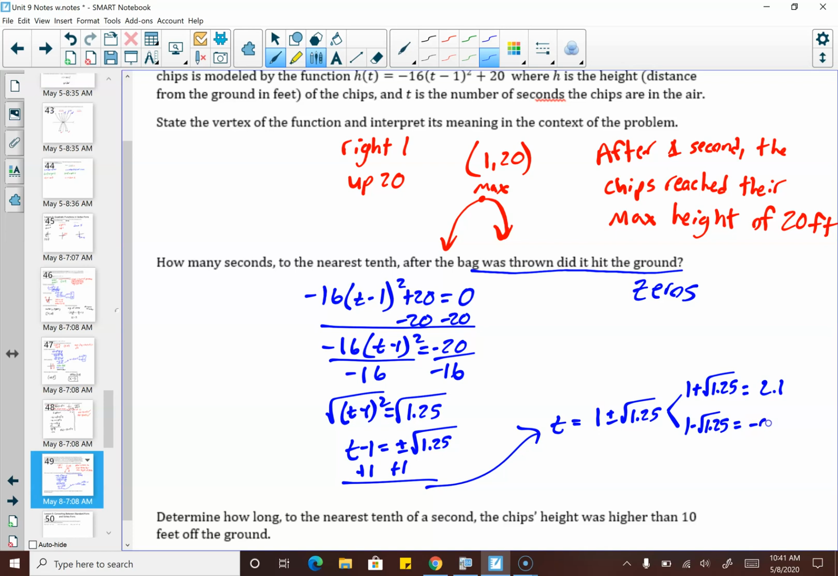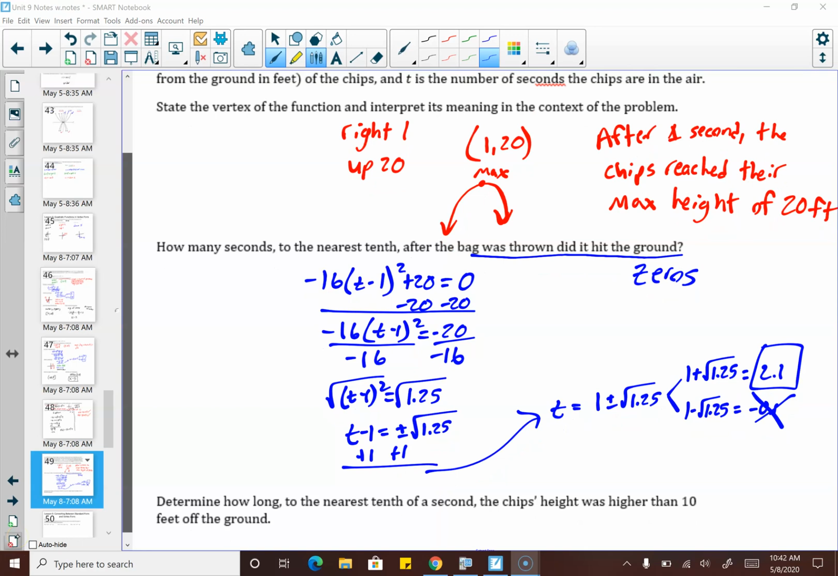Now, think about what this question is asking. These represent times. Can you have a time of negative 0.1 seconds? No. So what's our answer have to be? It has to be 2.1. Okay, that's the only option that makes sense for when this bag would hit the ground. Okay, because obviously it cannot hit the ground after negative 0.1 seconds. So then we have to use our other zero, which is our 2.1.